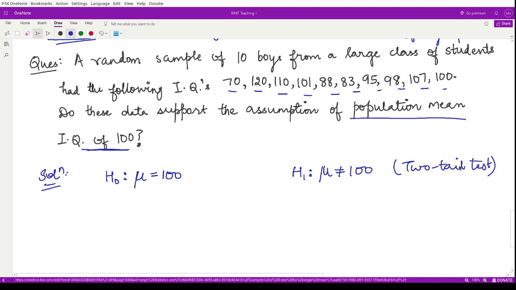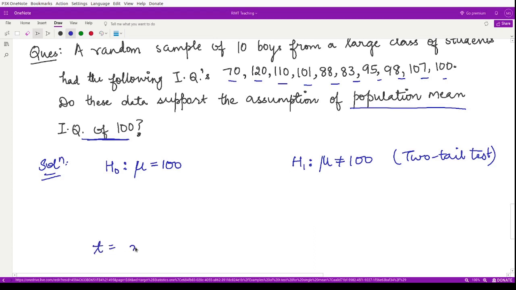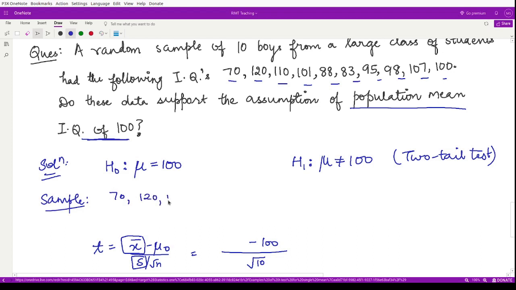So after specifying this, in order to calculate the t statistic, which is given by x bar minus mu naught divided by s by square root n, what all things do you have? You have the value of mu naught, that is 100, and you have the value of n, which is 10 in this case. So you require this x bar and you require this s. Now what is the sample that is given to you? The sample is given to us as 70, 120, 110, 101, 88, 83, 95, 98, 107 and 100.